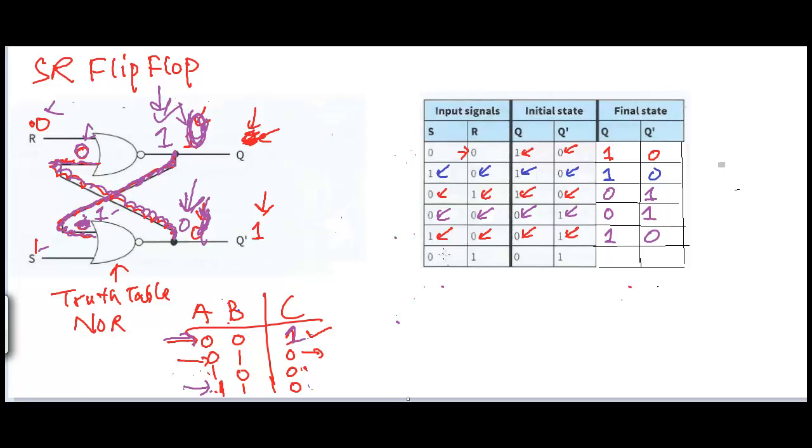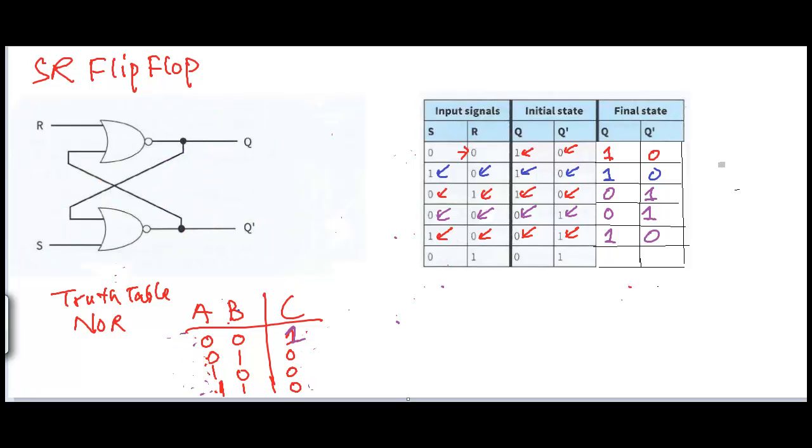Now let's try this where the initial state of Q is 0 and Q bar is 1, right? So that's the initial state, and the input signals are S equals 0 and R equals 1. Okay, let's see what happens now.